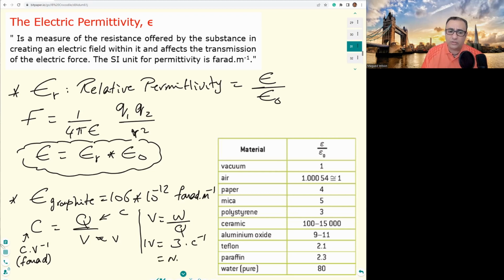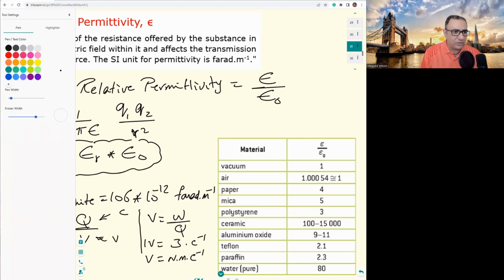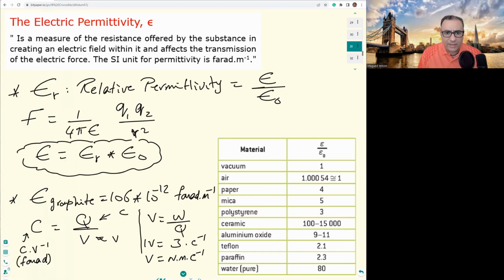Joule is work done, force times distance or displacement, so newton meter. So this is volt: joules per coulomb, or newton meter coulomb^-1. Back here, let me change the color. I want to see what the unit farad meter^-1 is. So we have here farad, meter^-1.